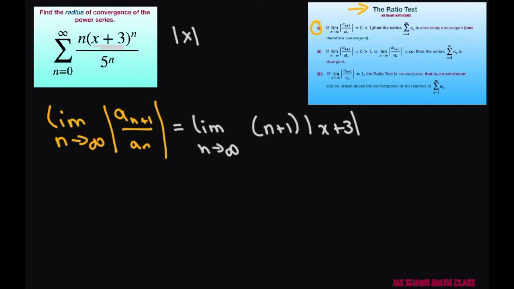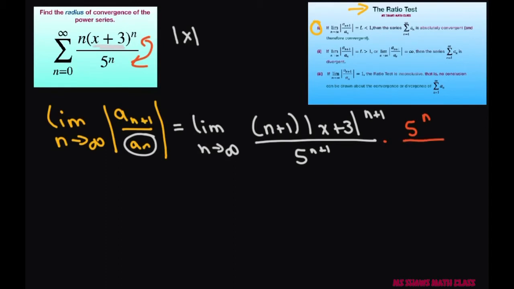And then we're going to have to the power of n plus 1 divided by 5 to the power of n plus 1. And then we're dividing by a sub n, which is the same as multiplying by the reciprocal. So that's going to be times 5 to the power of n divided by n times the absolute value of the x plus 3. All right.